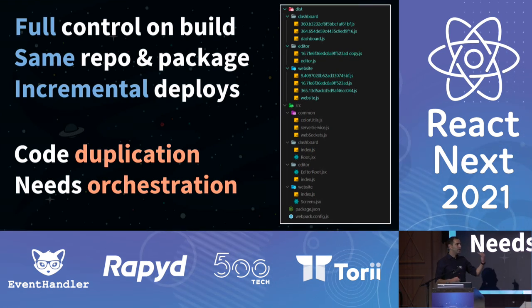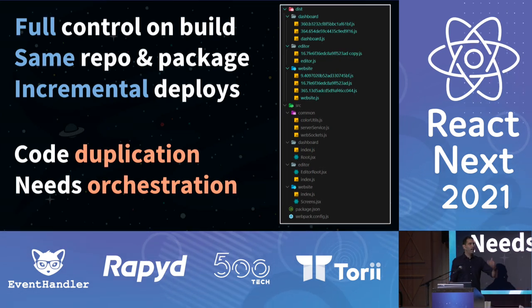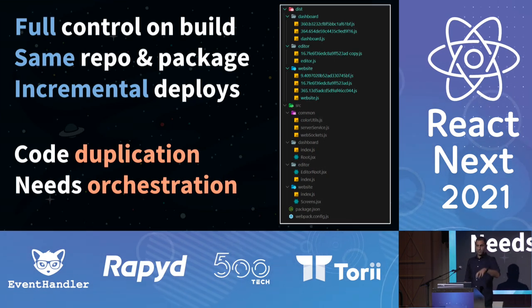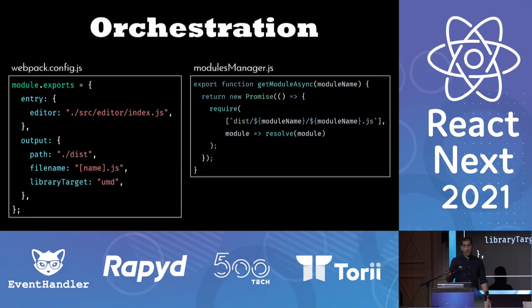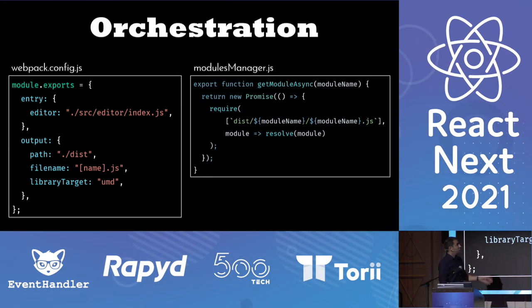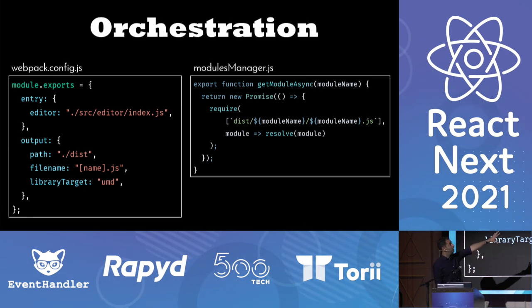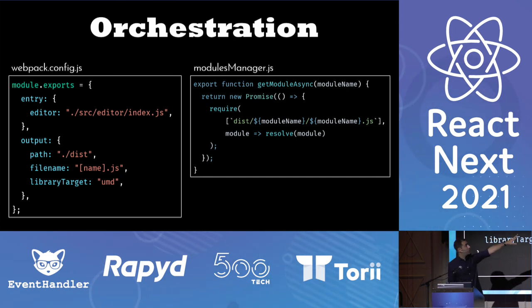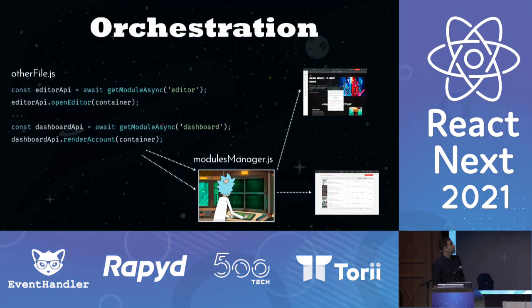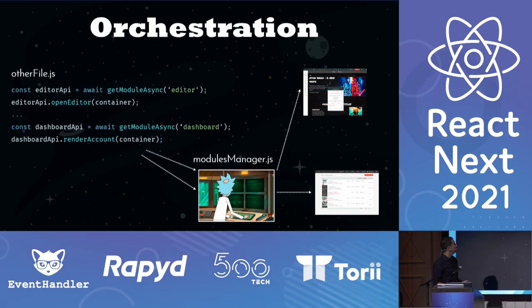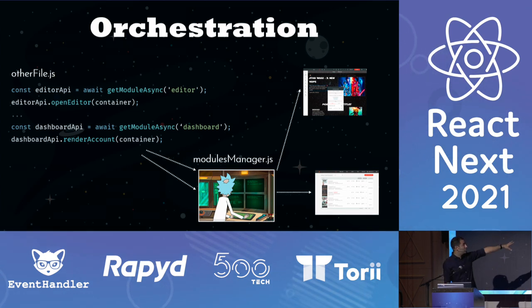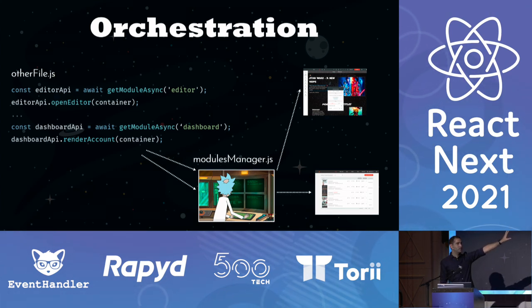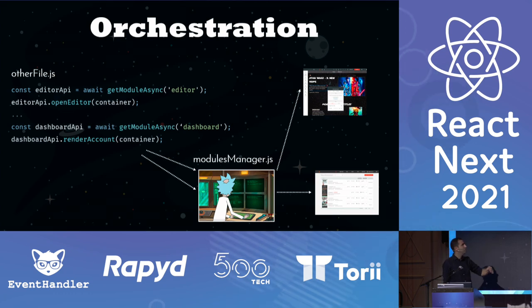And we can have incremental deploys. We can fire Webpack only if something changed in that part of the code that we're building. But we're losing because we have code duplication and we need to orchestrate. Orchestration is something that you can do manually. What we do, for example, is define here an AMD require, so that whenever our chunk of the code needs some module, it just says, hey, get module async, for example, editor, and then it goes to where the editor chunk is placed, brings it back asynchronously, and then you can use it.